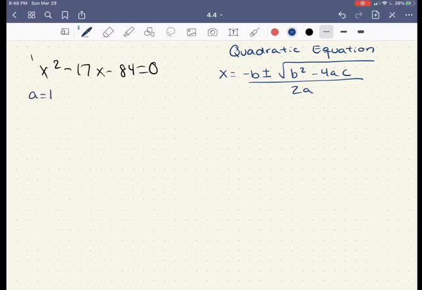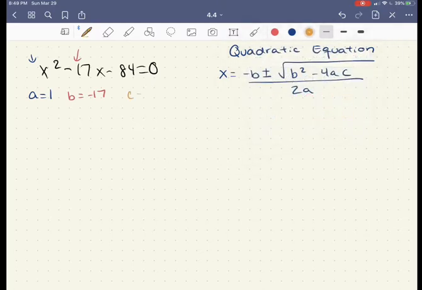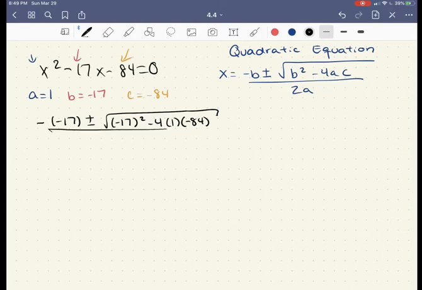So a is equal to 1 because of this. B is equal to negative 17 because of this. And c is equal to negative 84 because of this. So let's fill in the blanks. So negative, because that's what the formula has, then we have negative 17 plus or minus the square root of negative 17 squared minus 4, a is 1, c is negative 84, all over 2 times 1.